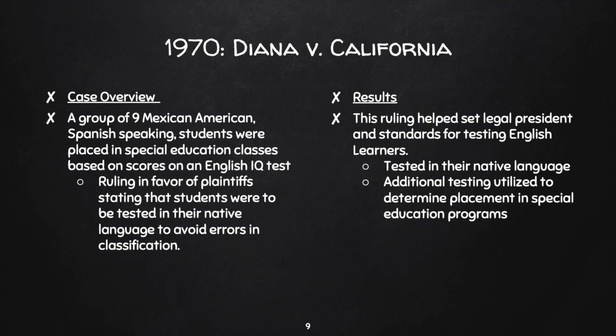So you had these 9 Mexican American Spanish-speaking students placed in special education courses and classes, and kept out of, at the time in the 70s, again, inclusion was not a thing. And so they were kept out of general education classes because of this. So that's how the complaint came about.